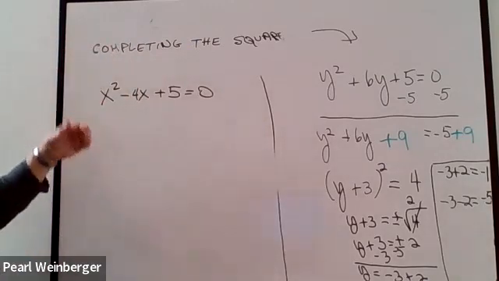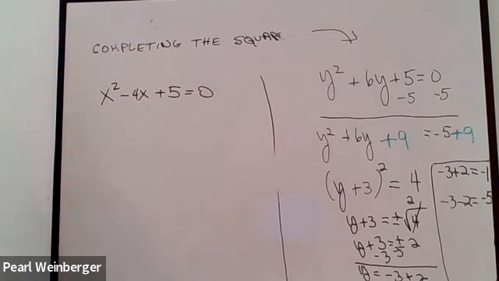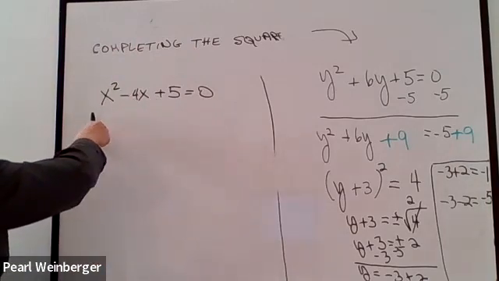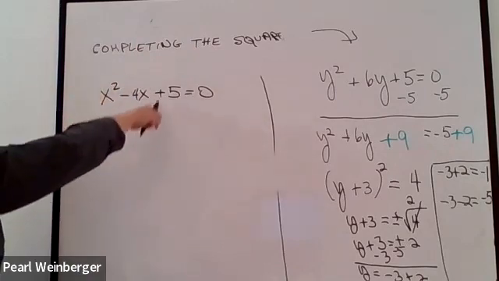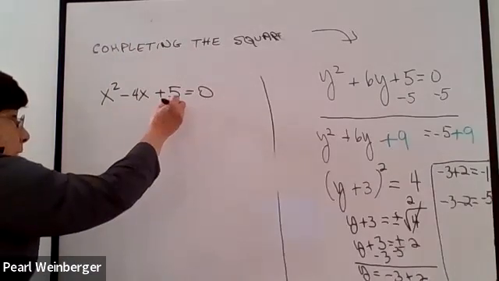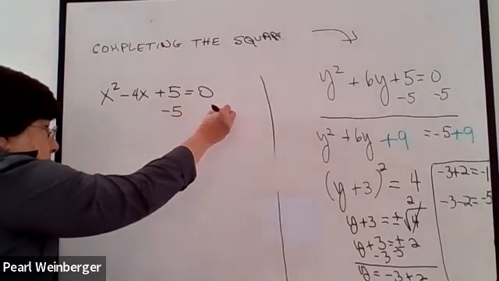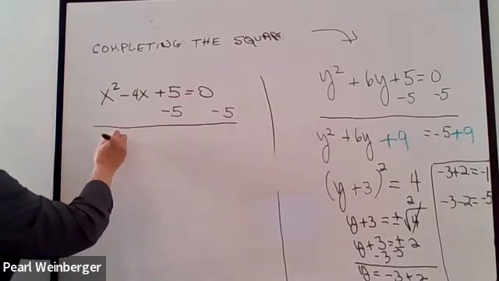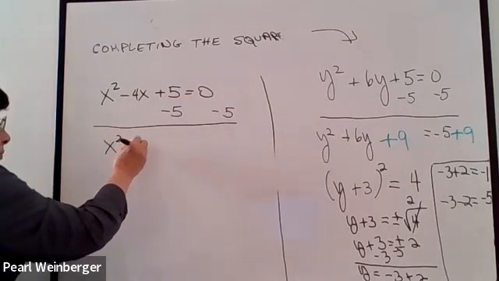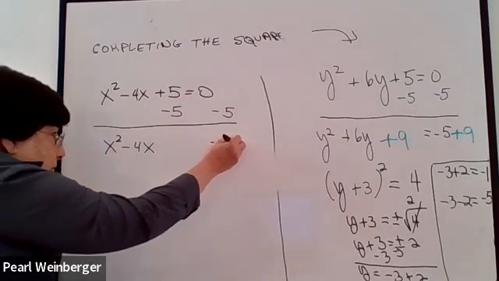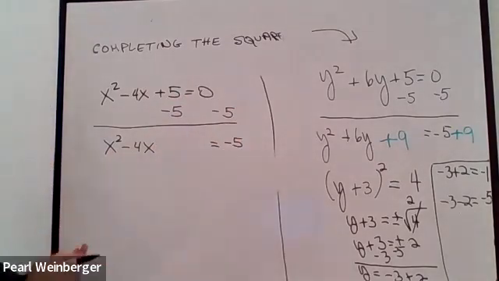Okay, let's see how we went about solving this using completing the square. Step number 1, you only want the x's on the left side. Any regular number has to be brought to the other side. So we have x squared minus 4x equals negative 5. Okay.